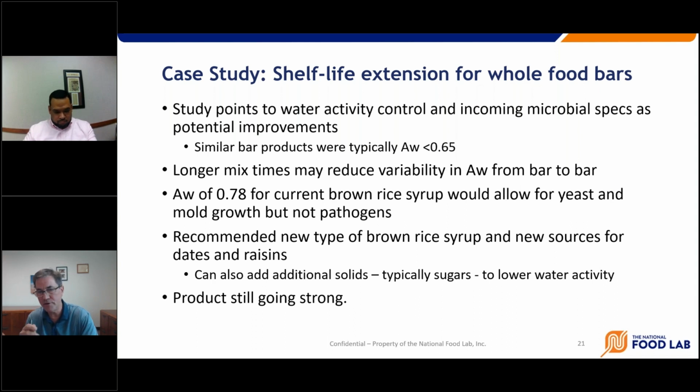We put the new brown rice syrup in. We helped them source new suppliers for dates and raisins that had a lower spec. And the product now ships to Japan, no problem, no yeast and mold, still going strong and on the market.